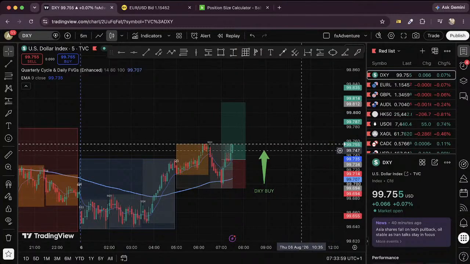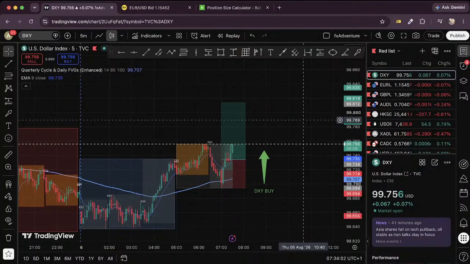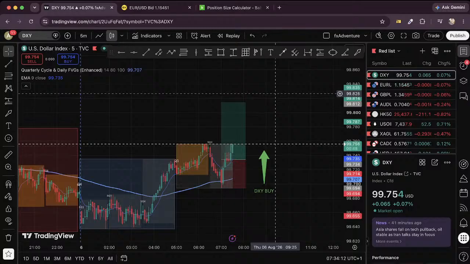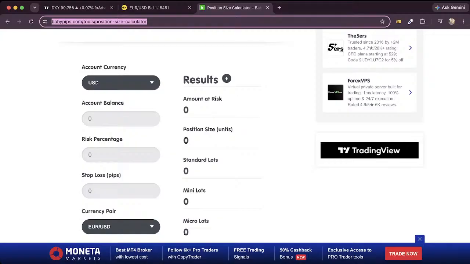The smallest lot size is 0.01. If you use this position size calculator, I was trying to show you this position size calculator. That link was sent to you.